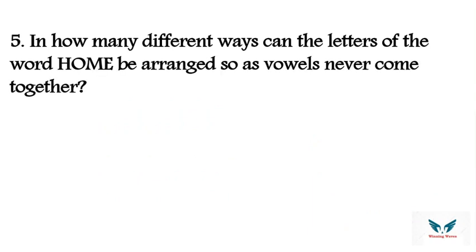So look at this particular question. In how many ways can the letters of the word HOME be arranged so that vowels never come together? Okay. So never come together. So for that we can use the formula directly. Whenever it says never come together, you just take the difference of total minus the vowels come together.